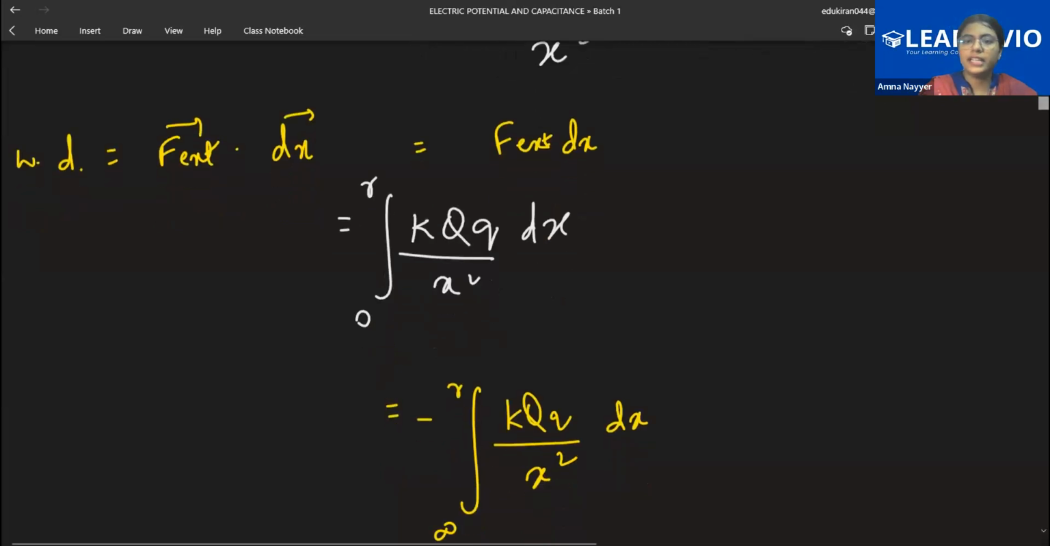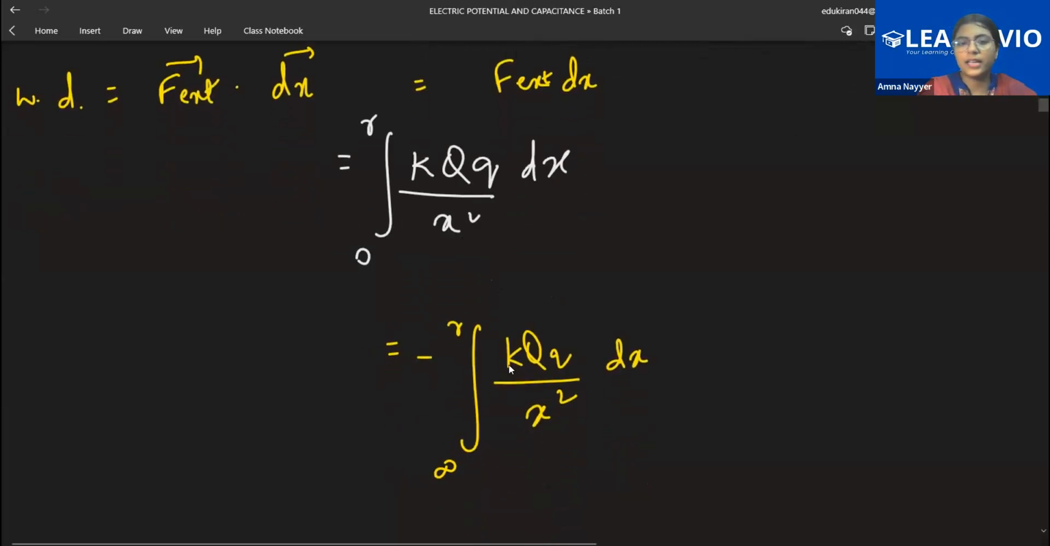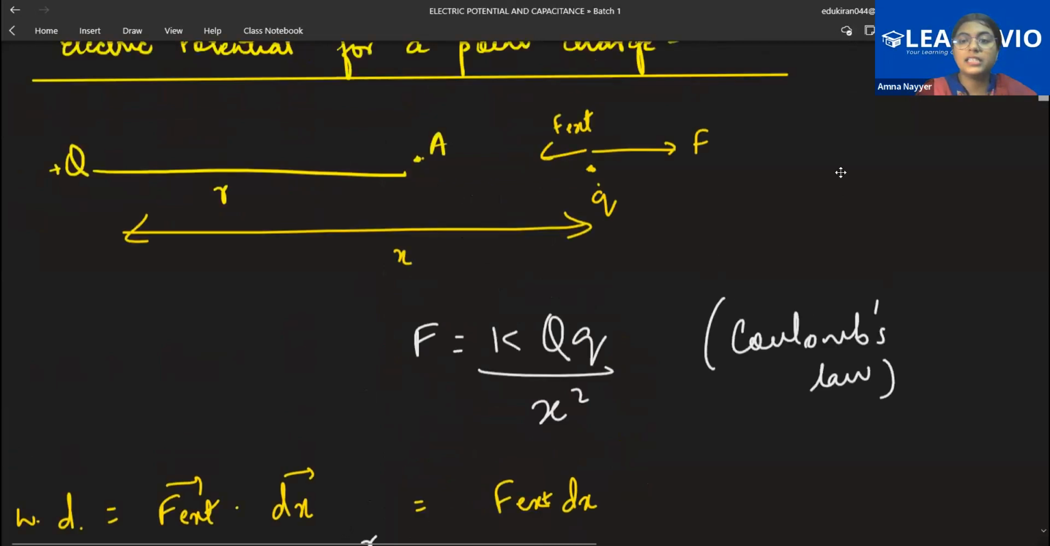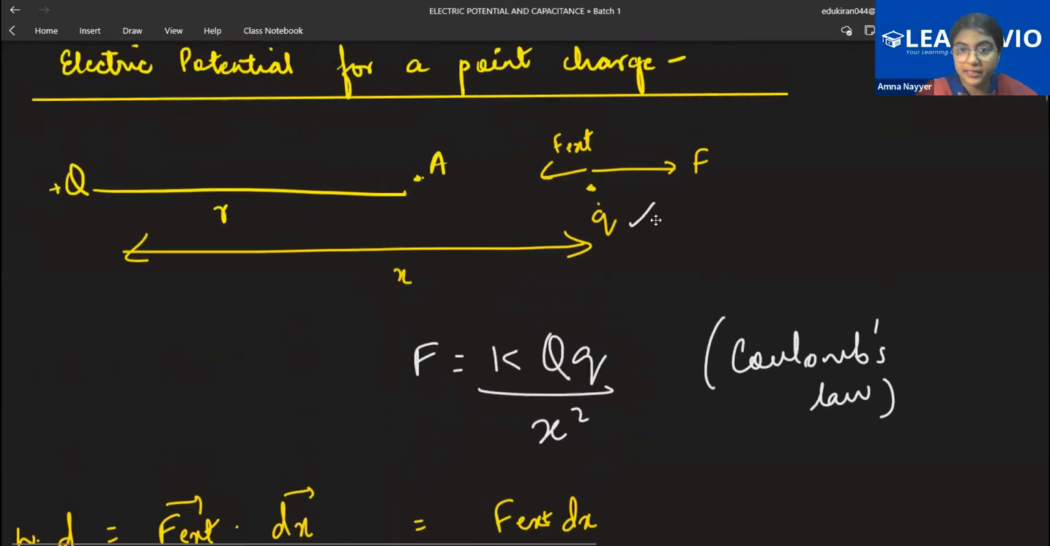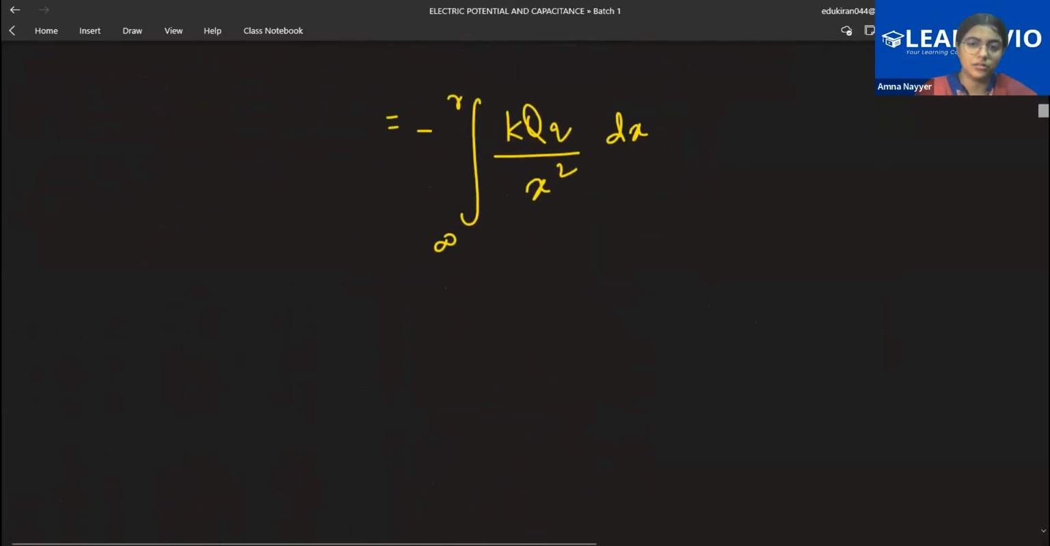So when we integrate this, see, kq by x square dx, integrating it from infinity, so not 0, infinity to r. Why? Because we are bringing a charge from infinity to a point A which is separated by r. Okay, that's how you have to perform the derivation also.